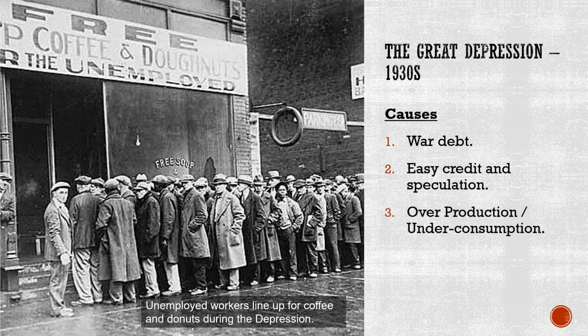We'll also talk about a concept called overproduction and underconsumption. This was a phenomenon of the late Second Industrial Revolution where products were outpacing customers to actually buy them. And finally, falling grain prices in the late 1920s also contributed to the Great Depression. So I'm going to discuss each of these factors in a little bit more detail.